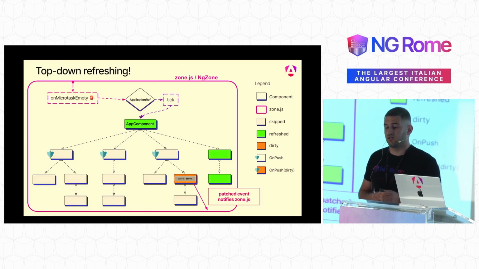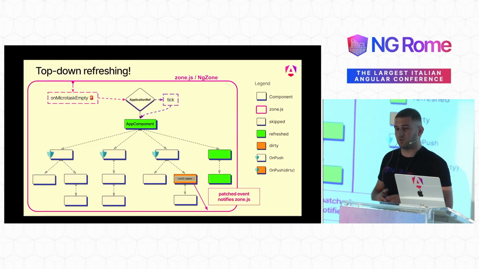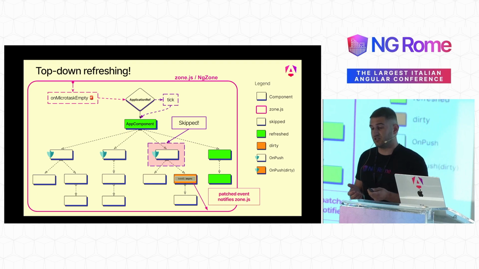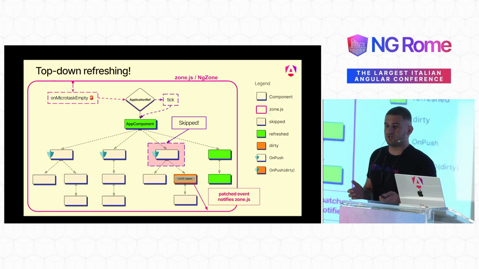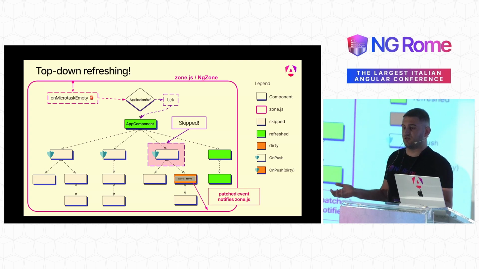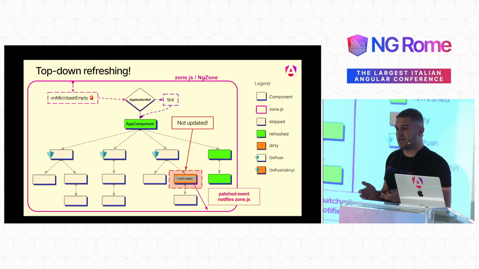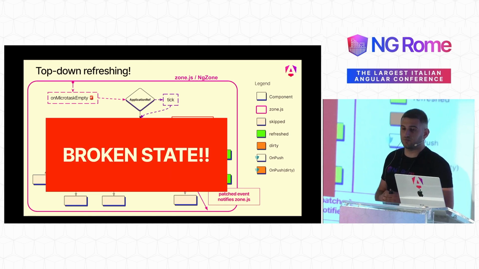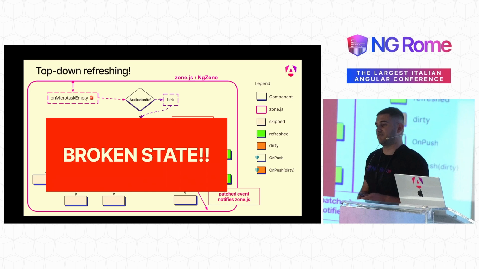What happens is that we refresh the app component because it's a normal component. Then we come here, and it's an OnPush component where probably the inputs didn't change. And of course, it will just be skipped because it's not marked as dirty. And what happens is the whole branch will be skipped. And that component that was updated won't be updated in the DOM. And we are in a broken state here. We don't want that. We want our DOM to update every time our component state or application state changes.